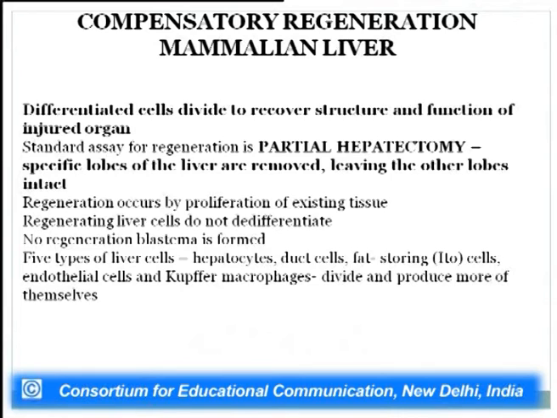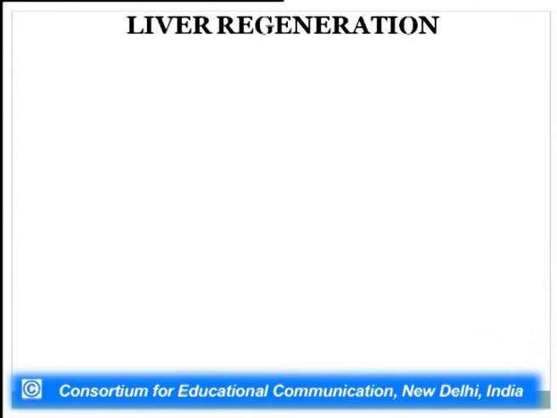How it happens is that the differentiated cells will regain the ability to divide again, and they will take up the function of the lost part. So, de-differentiation does not occur during liver regeneration. There is no regeneration blastema that is formed. There are 5 types of liver cells: the hepatocytes, the duct cells, the fat-storing or Ito cells, the endothelial cells and the Kupffer macrophages, and they divide and produce more of themselves.